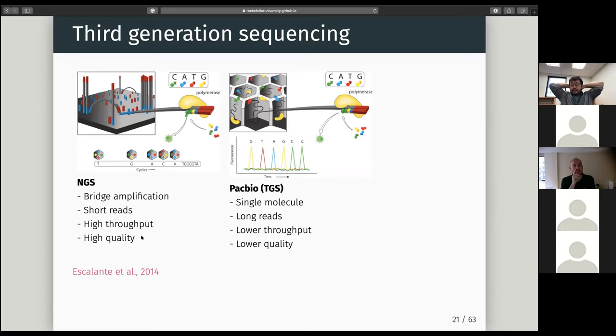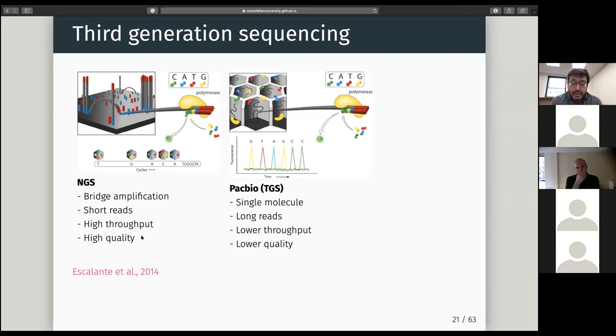Interestingly, the throughput is very different. Illumina has much higher throughput than PacBio. For instance, the Illumina NovaSeq S4 flow cell can generate about 20 billion read pairs in 40 hours. In contrast, PacBio will generate much lower throughput, about 100 gigs or 5 million reads every 30 hours. So obviously that was a big difference.